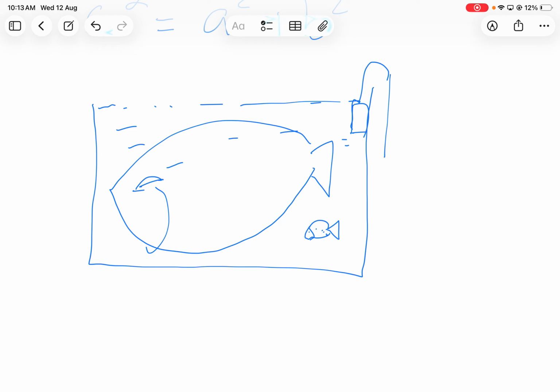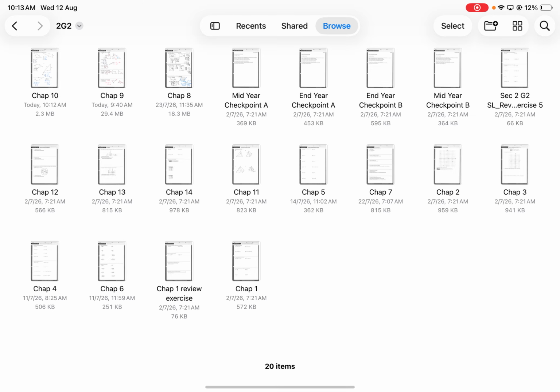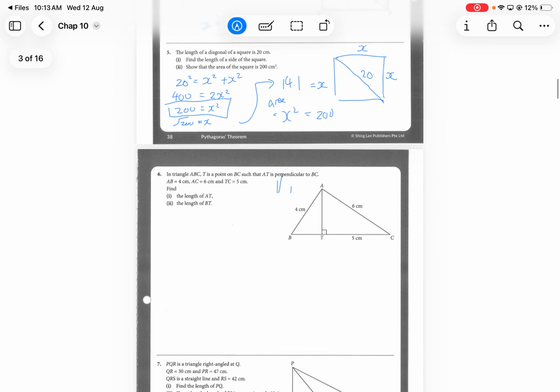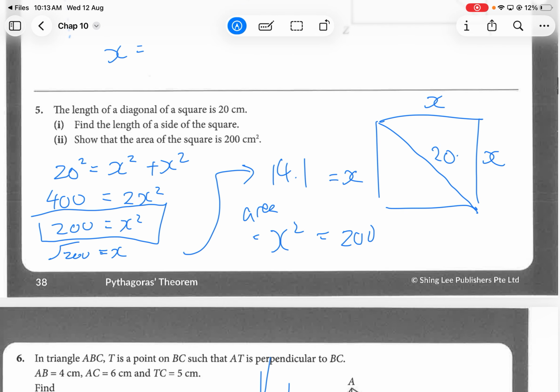Which one? The second number. Square root. When I want to find A, I square root A square. That's why I need to square root 5 at the same time.